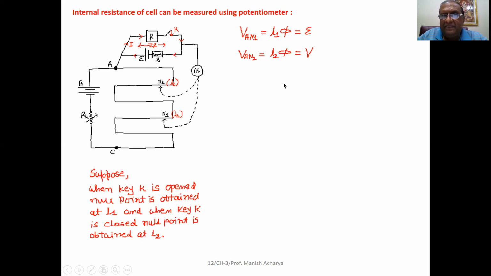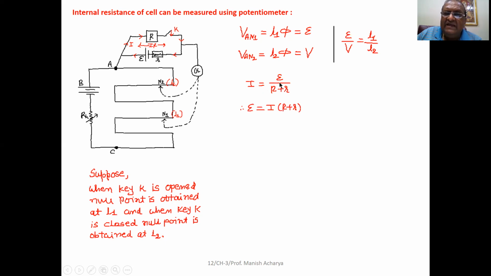So we can write the terminal voltage of the cell as L2 into 5, because now current is flowing through the cell. Whatever is the potential difference between the two terminals of the cell, that is the terminal voltage. So we can write V is L2 into 5. But here we can also write V equal to IR. Now suppose we take the ratio E to V, then simply you can write E by V is L1 upon L2.